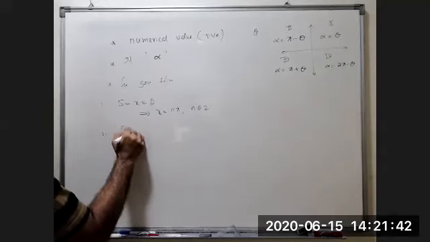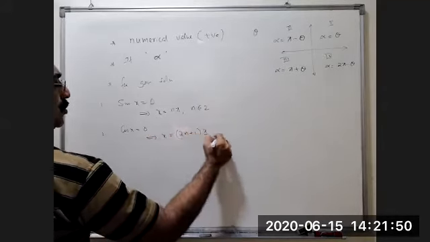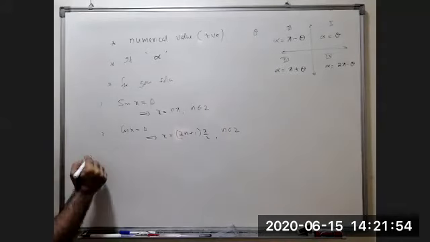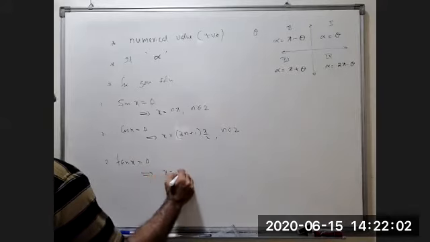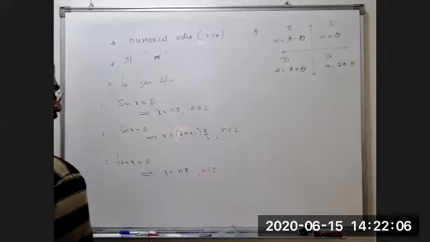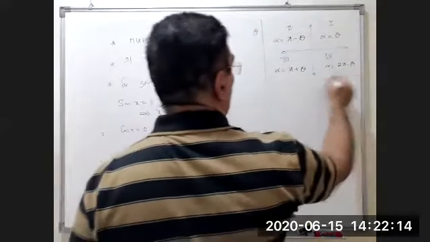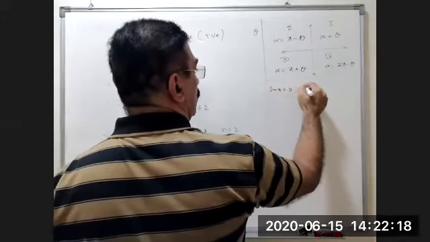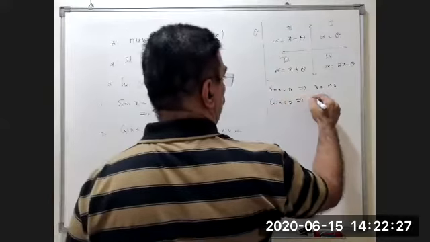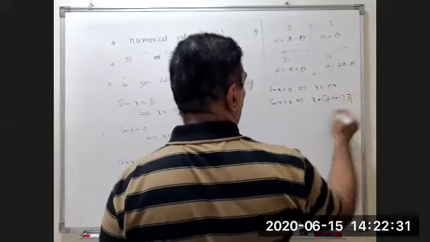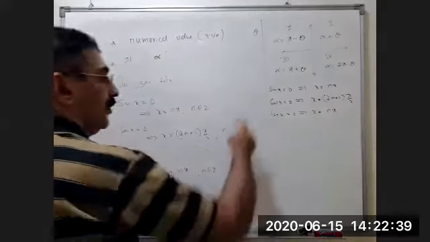Second one, cos x equals 0 implies x is equal to (2n plus 1) pi by 2, n belongs to Z. Similarly, tan x equal to 0 gives x is equal to n pi, n belongs to Z. We wrote sin x equals 0, x is equal to n pi; cos x equals 0, x is equal to (2n plus 1) pi by 2; tan x equals 0, x is equal to n pi again. These three.